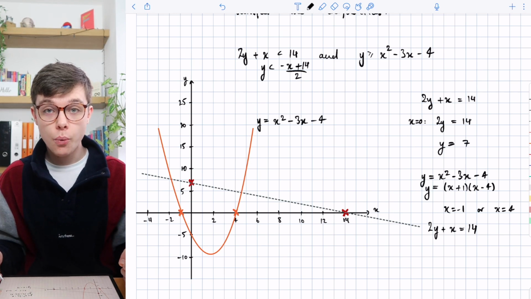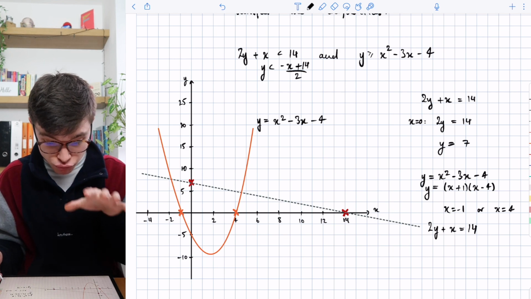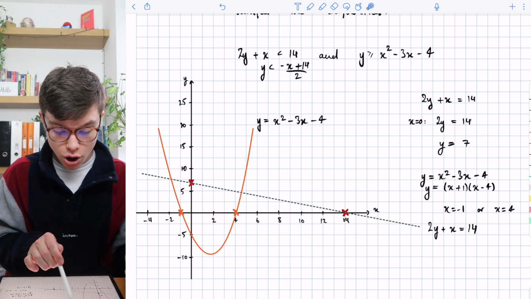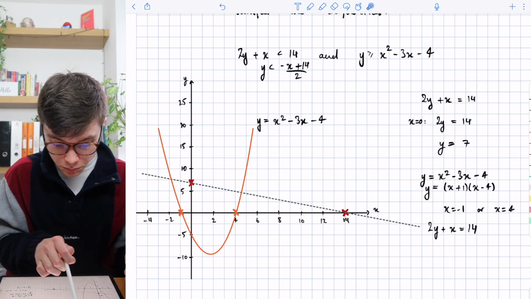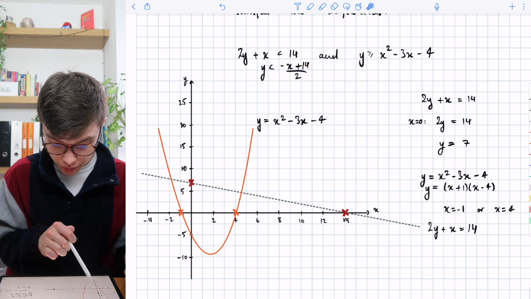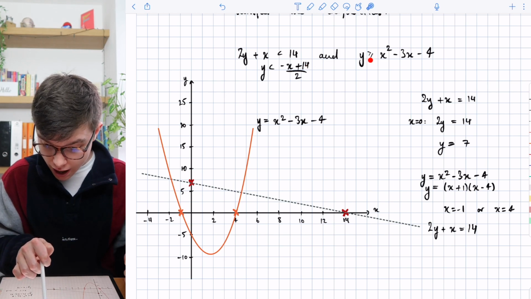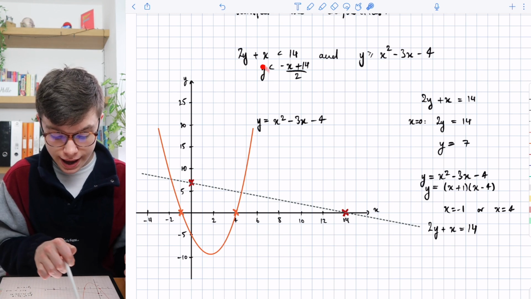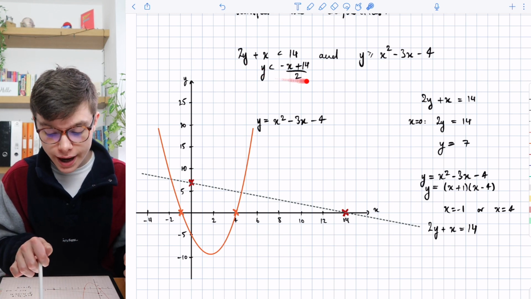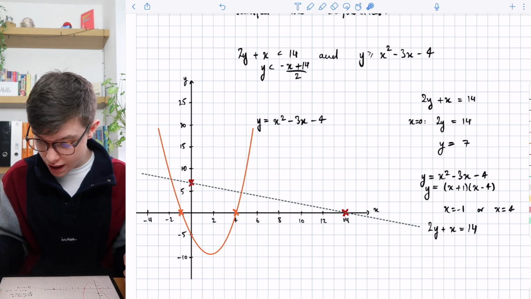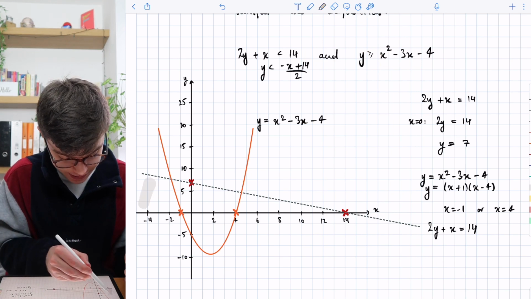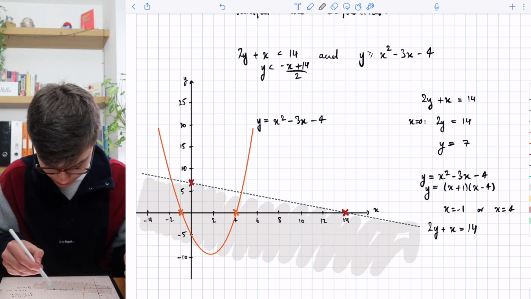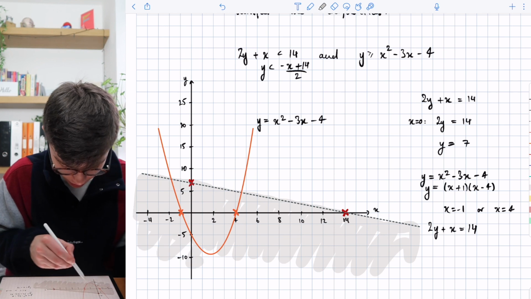So now I need to think which region is going to satisfy both of these inequalities. Well, we want to be less than the line, and y wants to be greater than the curve. So if we get y like we rearranged, less than the line and greater than the curve. Less than the line is anywhere along this region or anywhere in this region. We can see that is greater than the line.